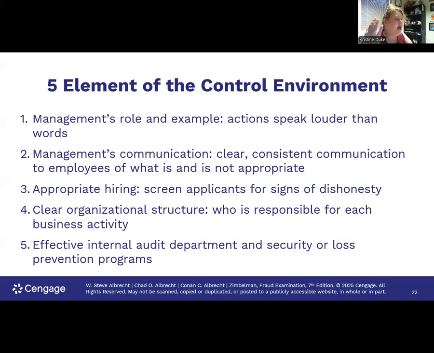So how does the management behave? Remember, I talked about that organizational culture. If management takes control seriously, that will trickle down. But if management has an I don't care, get it done, do whatever it takes to win attitude, you're going to have the more increased likelihood of fraud. Communicate. Appropriate hire. Make sure you screen your applicants.